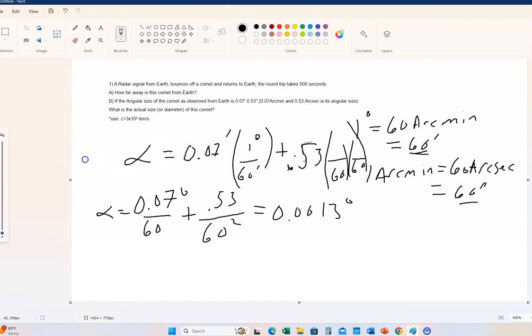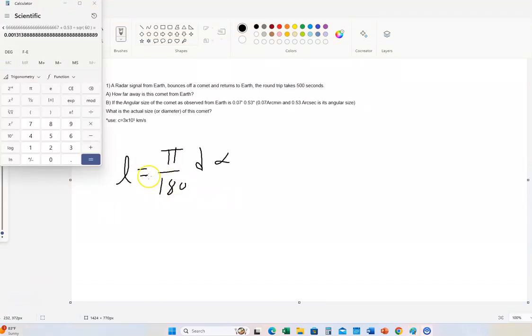We have an equation for that. Script L is equal to. I'm going to erase some of this and write this a little bit bigger. This equation is given to us on our equation sheet. Here's what this says: the size, which is script L, of an object is equal to pi over 180 times the distance to the object divided by the angular size of the object.